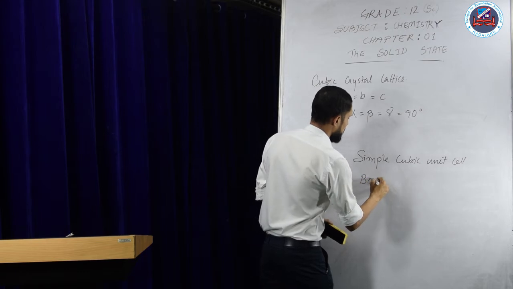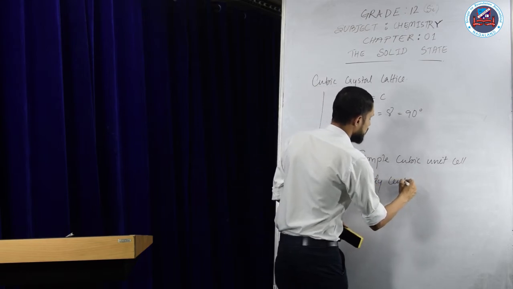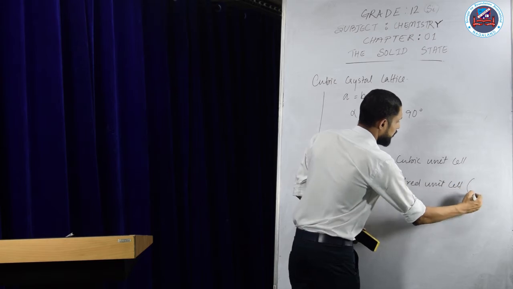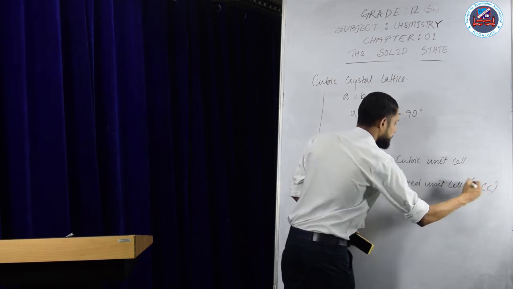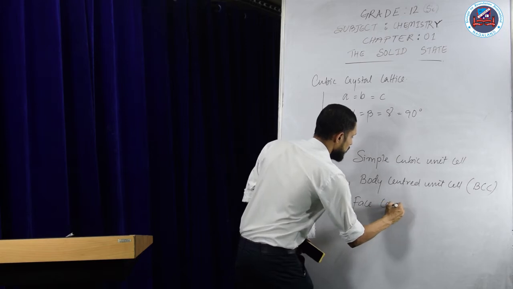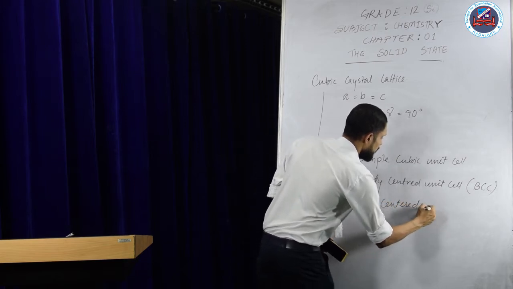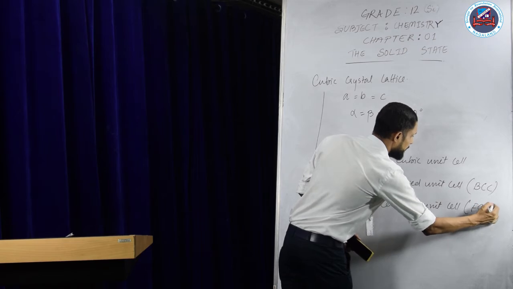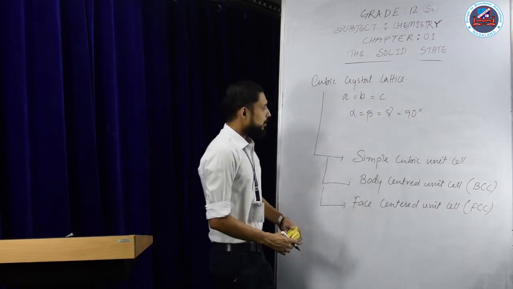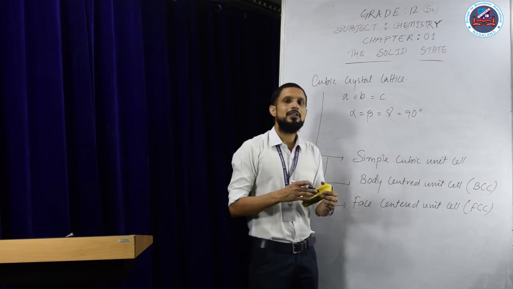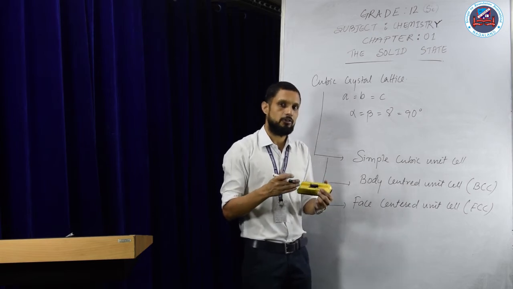Next is body-centered unit cell, in short known as BCC. And face-centered unit cell, which is also known as FCC. Now, this classification is based on the presence of atoms in the crystal lattice.